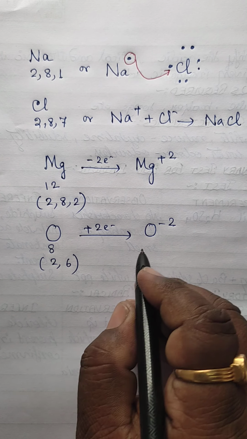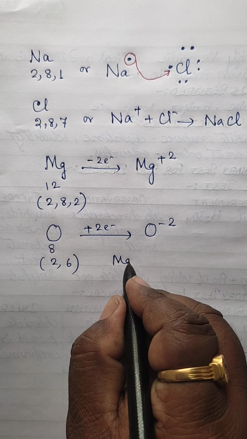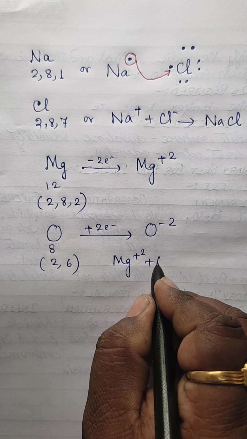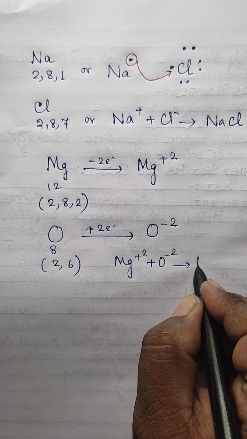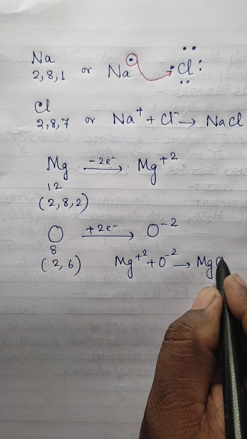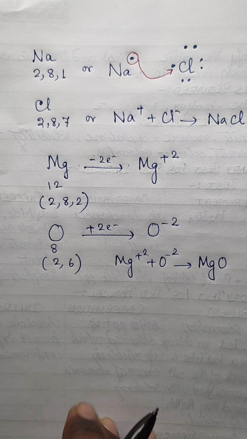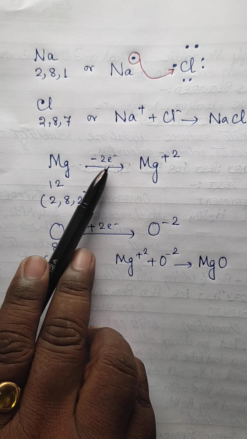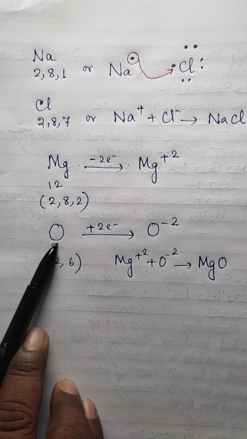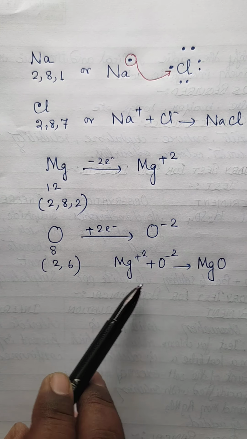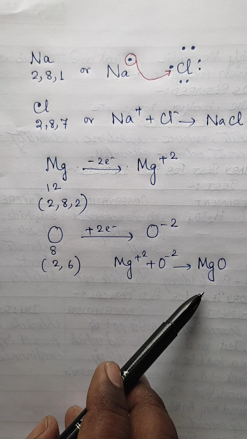Now in this case, what is happening? Mg2+ plus O2- forms MgO, magnesium oxide. So magnesium donates 2 electrons to form Mg2+, and oxygen accepts 2 electrons to form O2-. The two combine and form magnesium oxide. Okay.